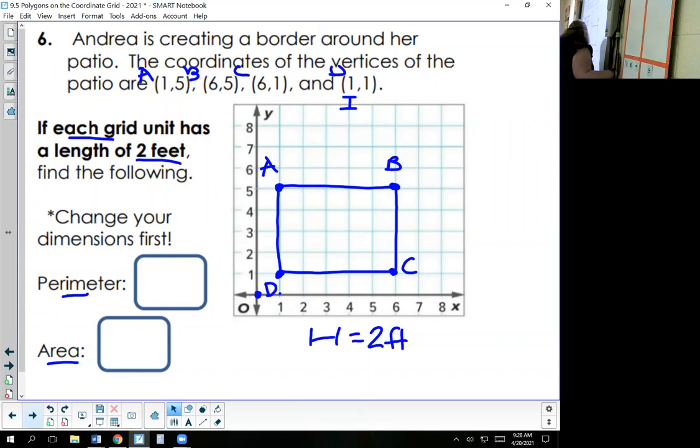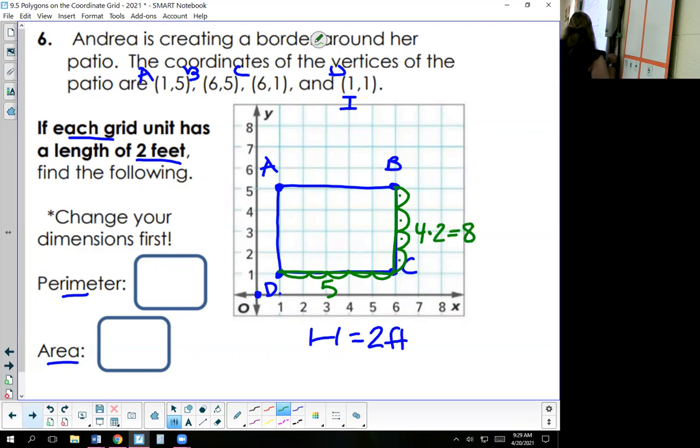Okay, so I can do this and this for my sides, my dimensions. So this is 1, 2, 3, 4. And this is 1, 2, 3, 4, and 5. But now I know that I can't use 1. Why? Because each of those are really 2s. So this would be 2, 4, 6, 8, or I could just multiply by 2 and I get 8.